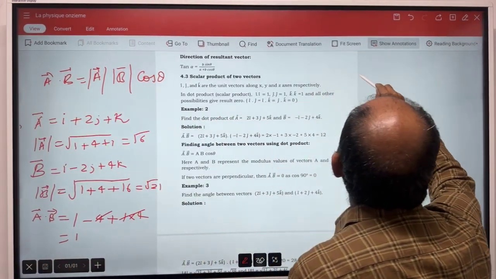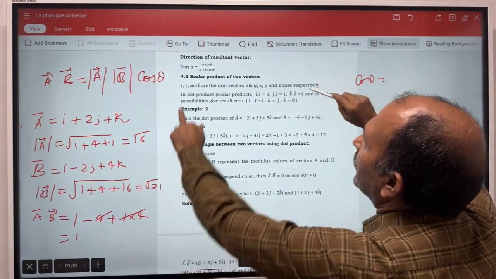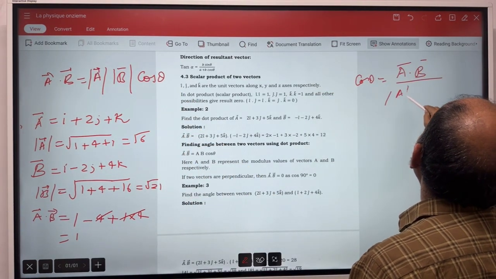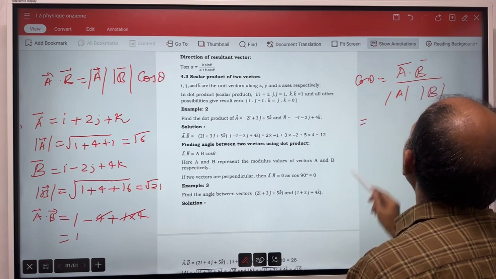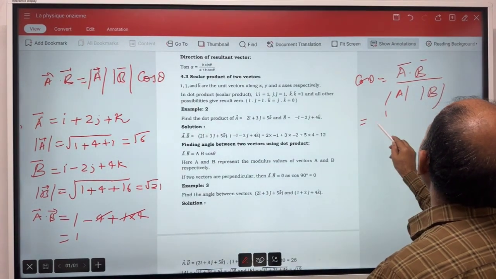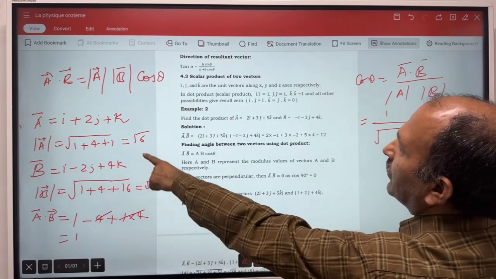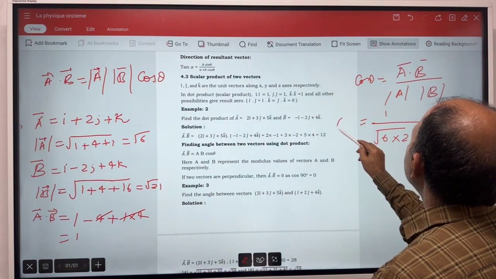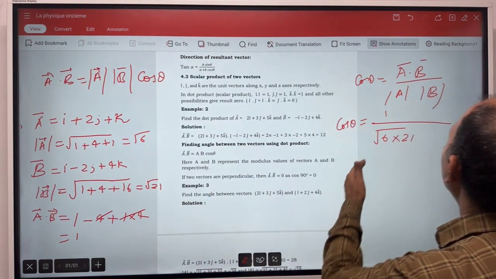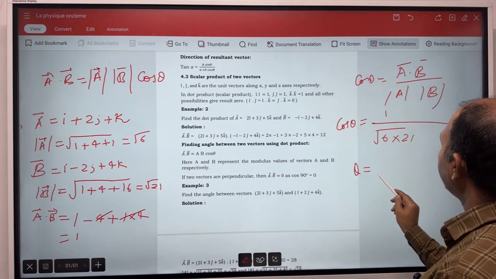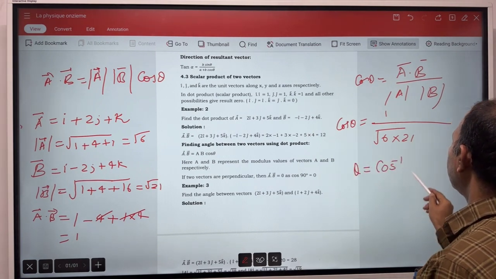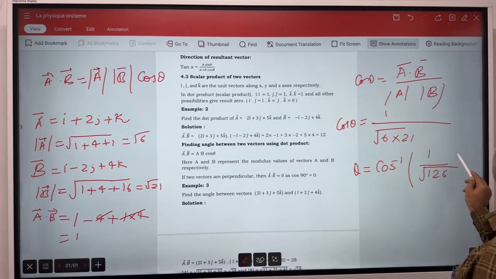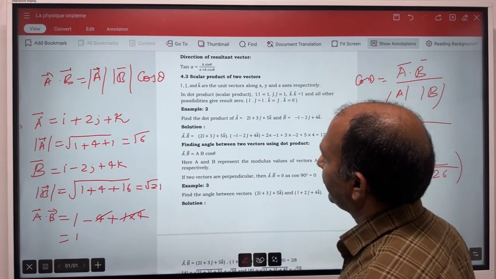Then we can say cos theta, from that formula, will give A dot B divided by modulus A modulus B. So A dot B we have got 1, so we write here 1, then root of modulus A is 6 and another one is 21, so we write them together. So cos theta is equal to 1 upon root of 126, or theta equals, we can study the concept of inverse later on. I'm just writing it here, but I will explain this inverse thing also.